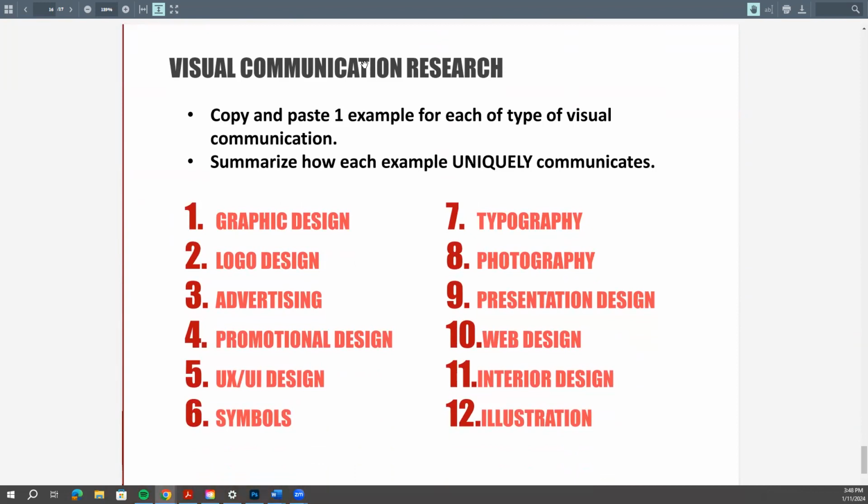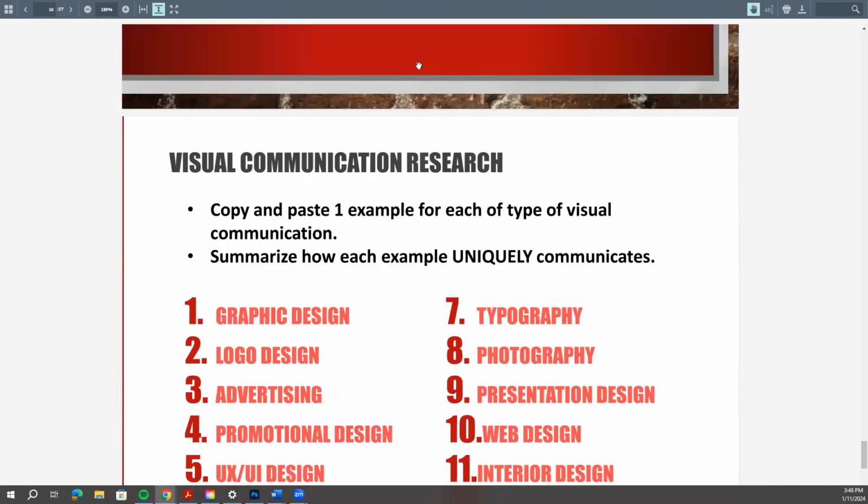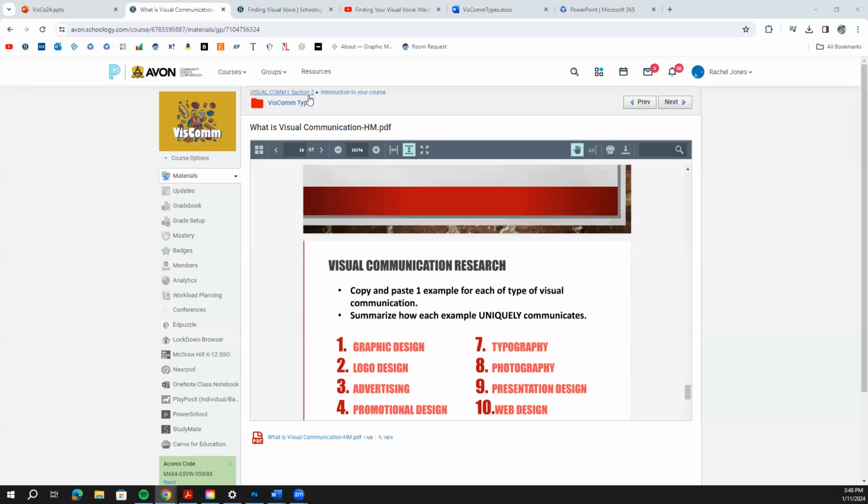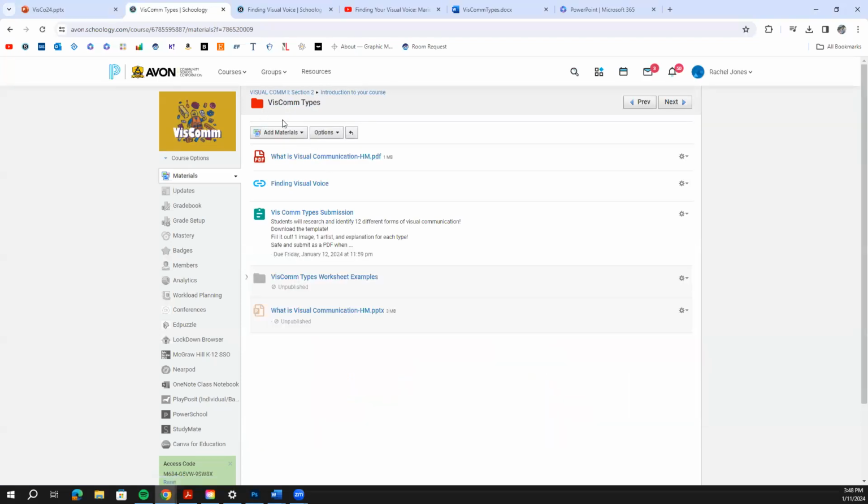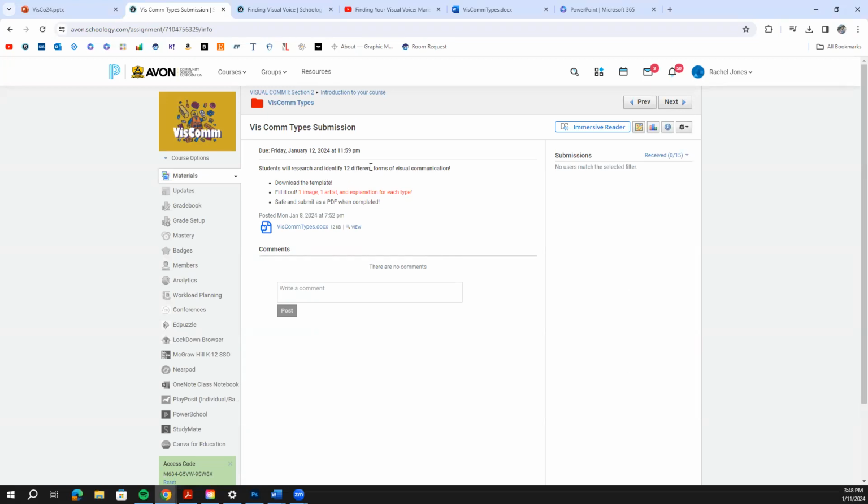You are going to complete this visual communication assignment. If you come out to our Schoology page into VisComm Types, it is this assignment here. Click on it. There are 12 different forms of visual communication that I want you to look up. You will download this template and fill it out. You need one image for each, one artist, and an explanation. This is supposed to say save, not safe. Save and submit as a PDF when you are complete.